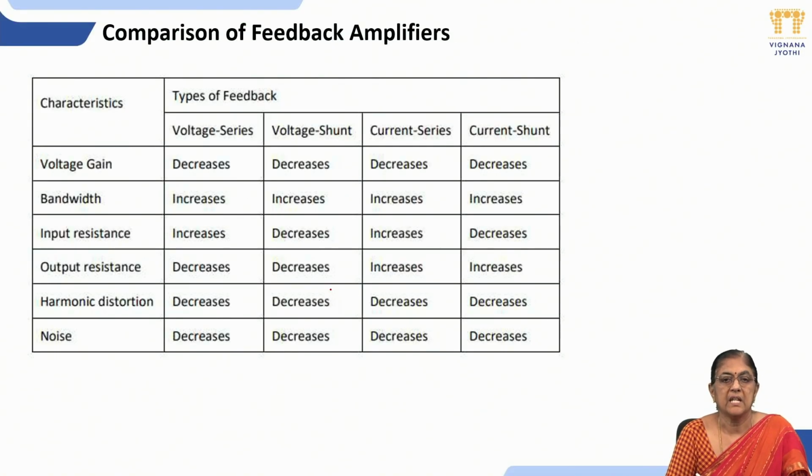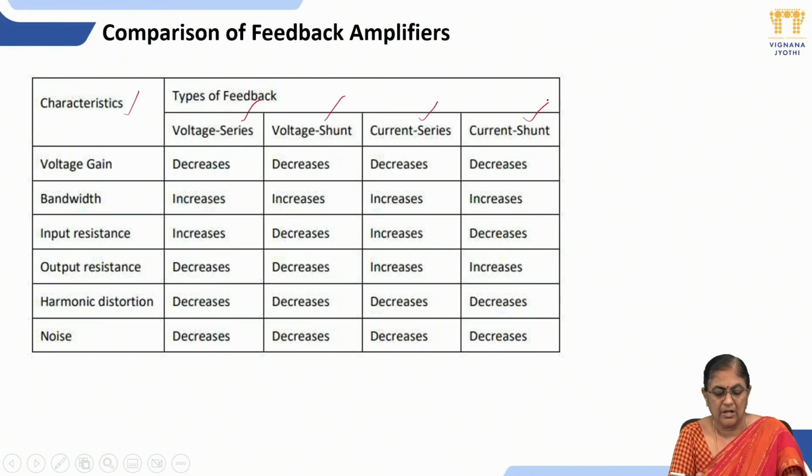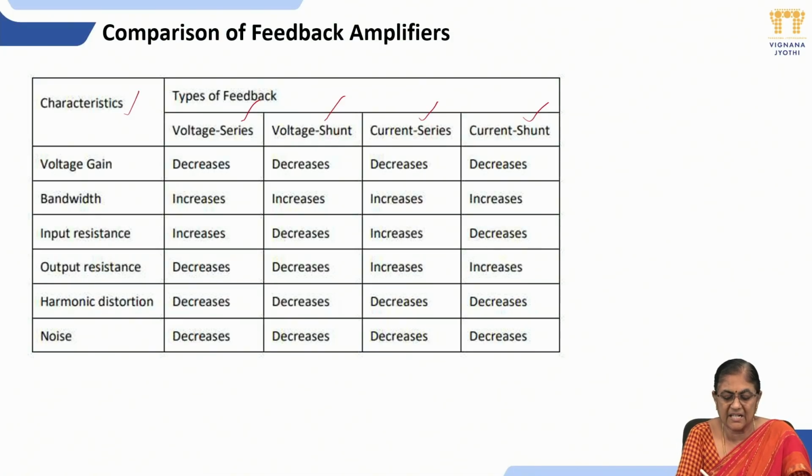So next we will see comparison of negative feedback amplifiers. These are the characteristics for comparison of all negative feedback amplifiers. Till now we have learned about 4 different types of negative feedback amplifier. What are those 4 types? Voltage series feedback amplifier, voltage shunt feedback amplifier, current series feedback amplifier, current shunt feedback amplifier. Now we will see various characteristics for all 4 feedback amplifiers.